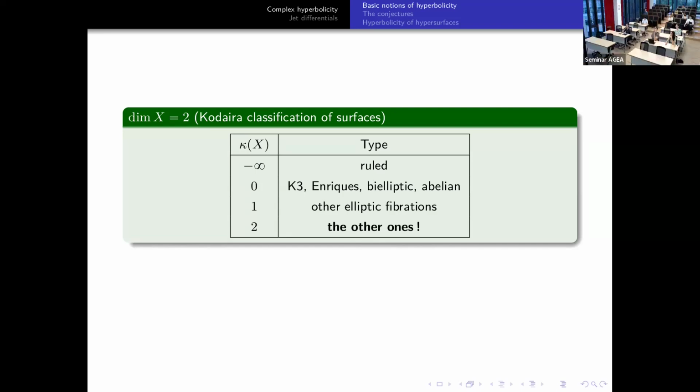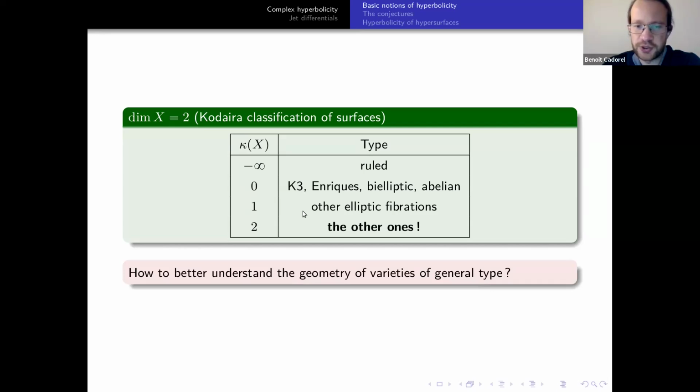Minimal surfaces, of course. I said we assume that we have contracted all the -1 curves in this situation. So I say, if you want, that the surface is K3 if its minimal model is K3. We would like to better understand the geometry of varieties of general type, and complex hyperbolicity is an attempt to attack this problem.